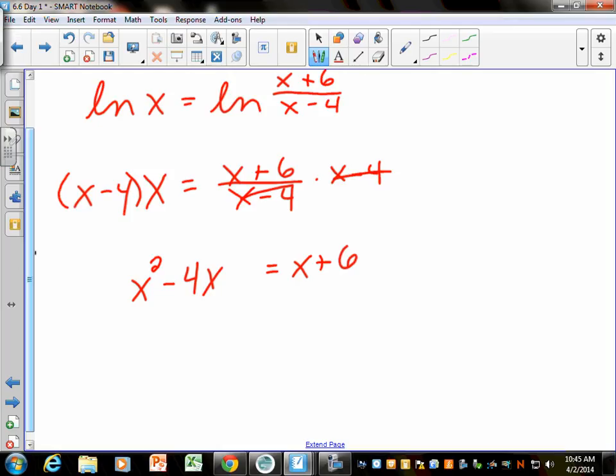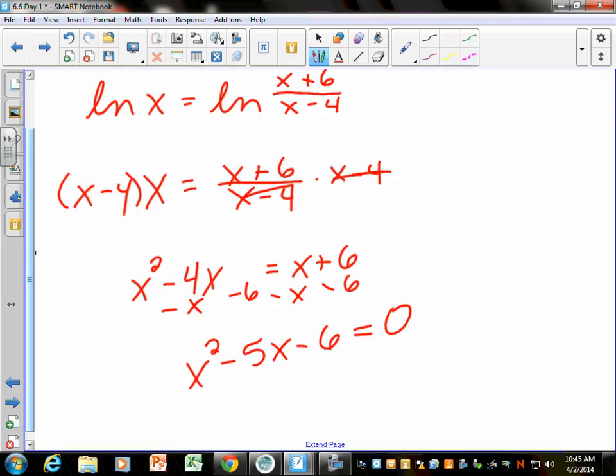This is another quadratic, which means I'm going to subtract x over, and I'm going to subtract 6 over, and I'm going to get x squared minus 5x minus 6 equals 0. You are welcome to do the quadratic formula or complete the square at any point, but these should be factorable, I believe.